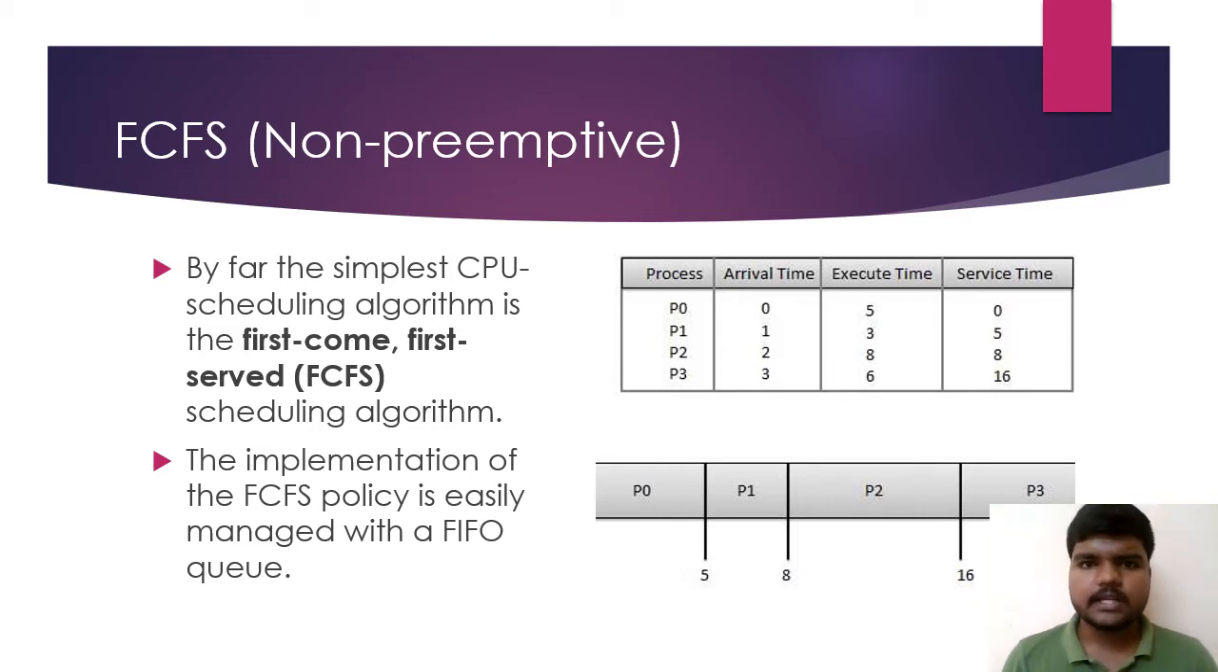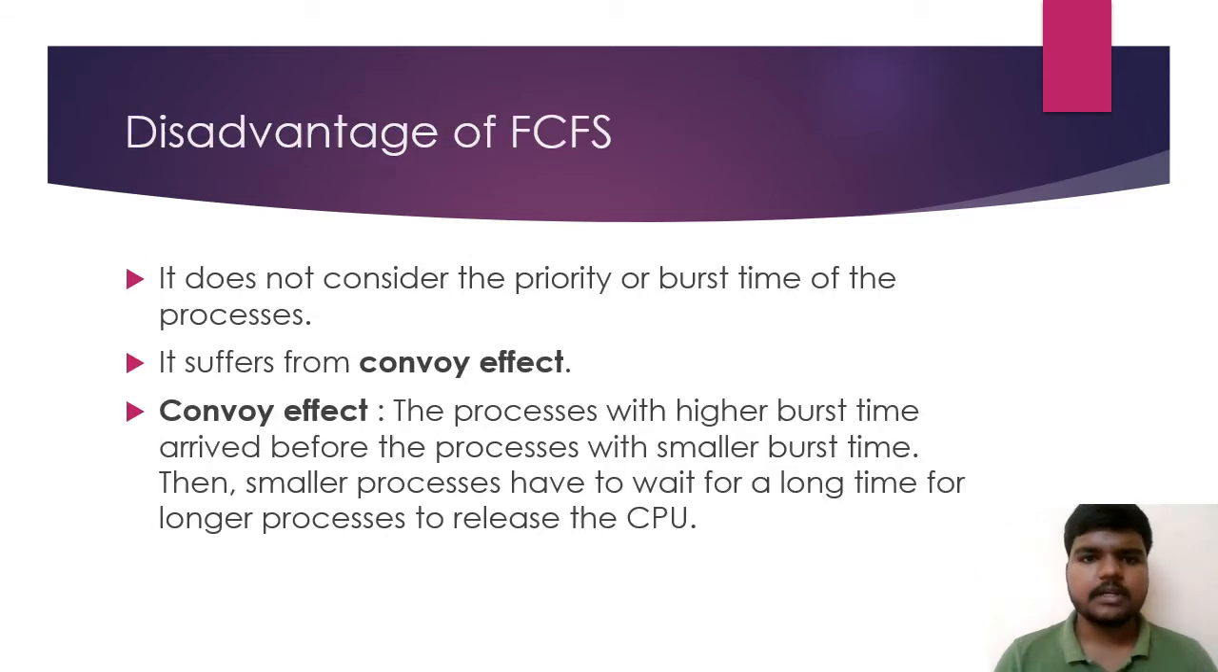Below there is the Gantt chart, which is the representation of the execution of the processes. We can see that for the first 0 to 5 milliseconds, P0 is executed, and next P1 until 8 milliseconds, then P2 until 16, and P3 until 22. Disadvantage of the first come first served algorithm.